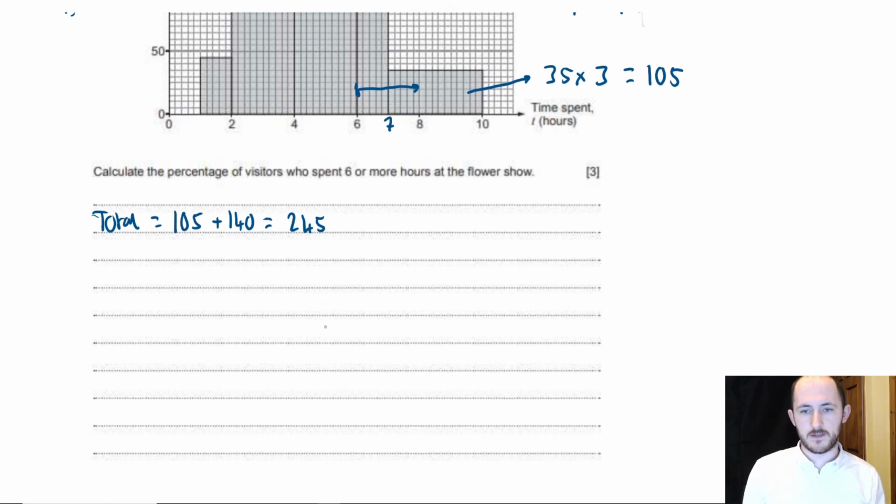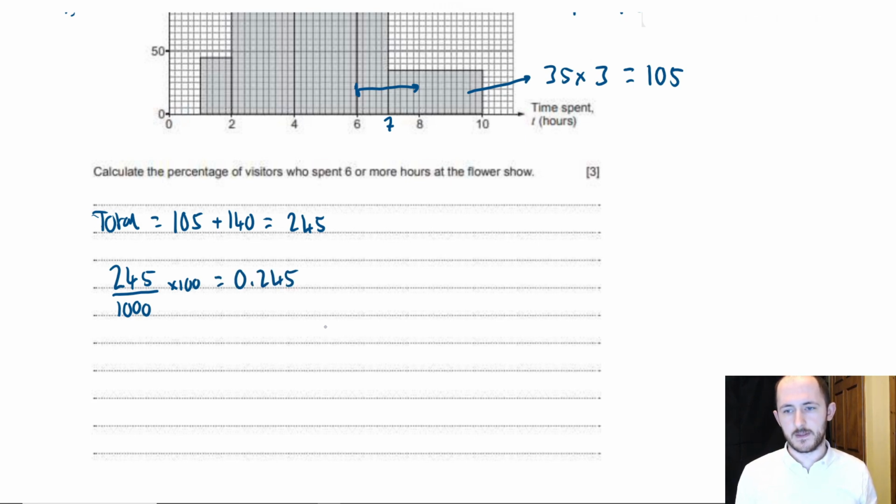So we're going to do 245 divided by 1,000. But then to turn it into a percentage, we're timesing by 100. So it's 0.245 times 100. So 24.5%.